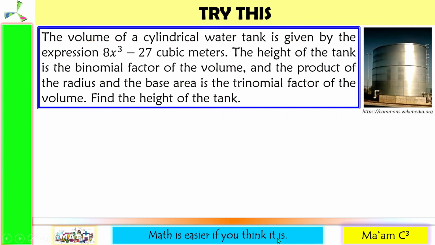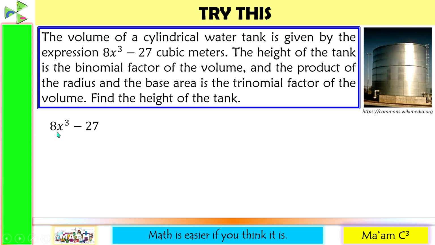Try this. The volume of a cylindrical water tank is given by the expression 8x cubed minus 27 cubic meters. The height of the tank is the binomial factor of the volume, and the product of the radius and the base area is the trinomial factor of the volume. Find the height of the tank. So we are given here 8x cubed minus 27. Let us examine this binomial.